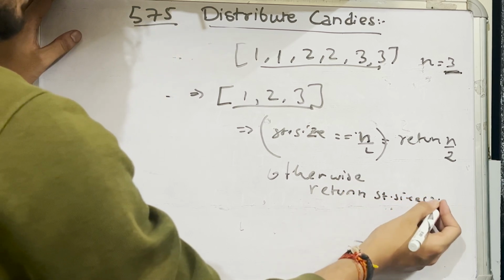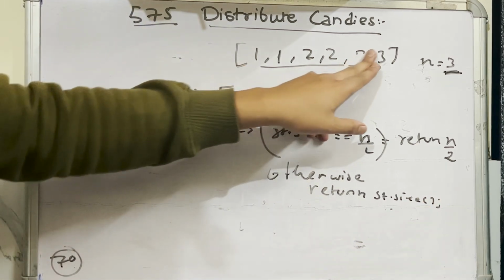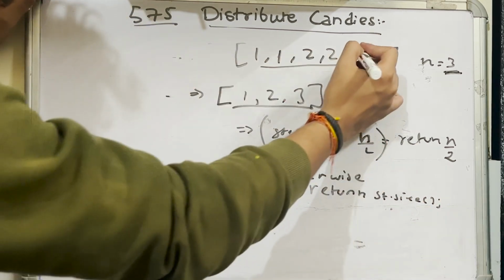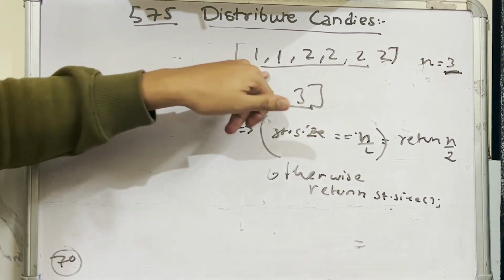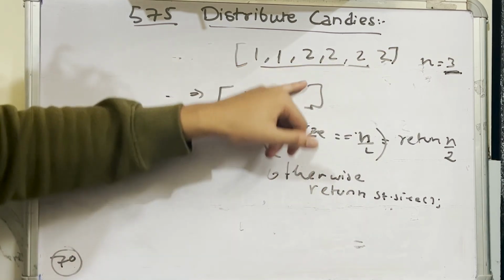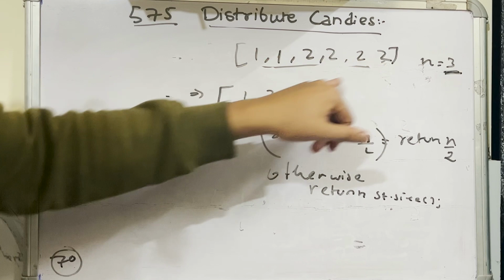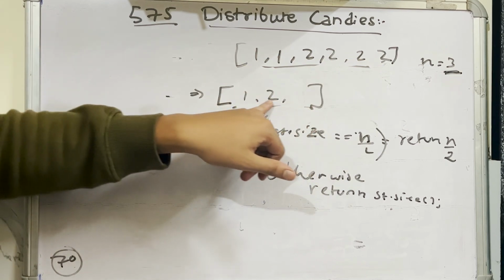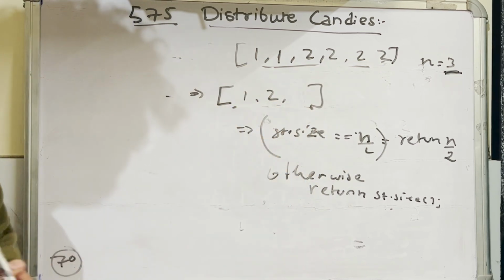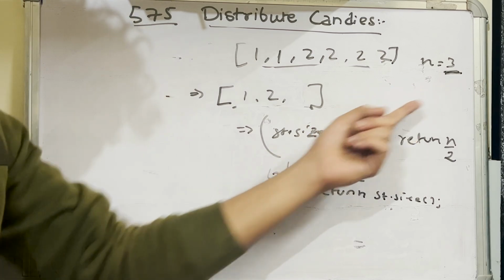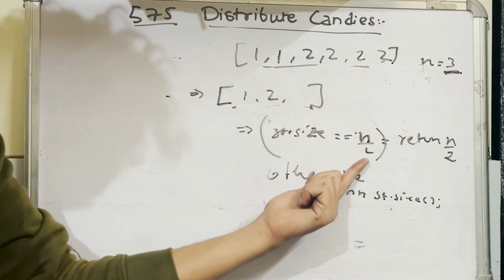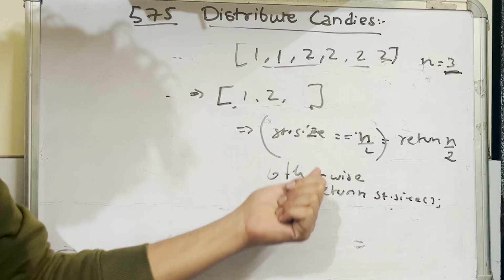For example, say this was the candy array with 2, 2. The only possible types she can have are the first type and the second type of the candy. If you see, n by 2 is equal to 3, because the size of the array is 6. 3 won't be equal to 2, so we will return 2.